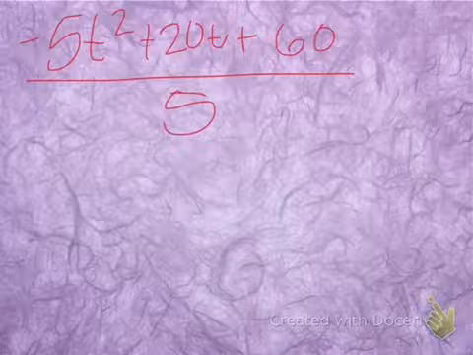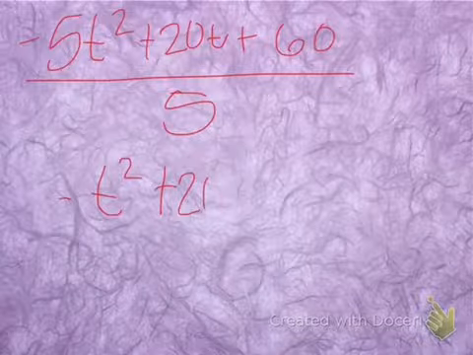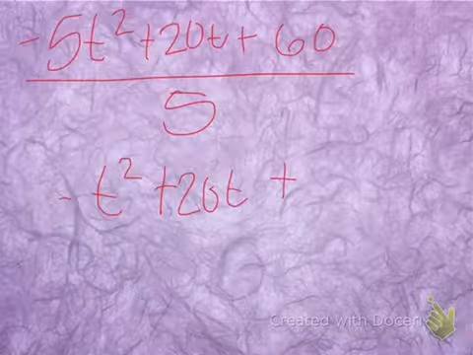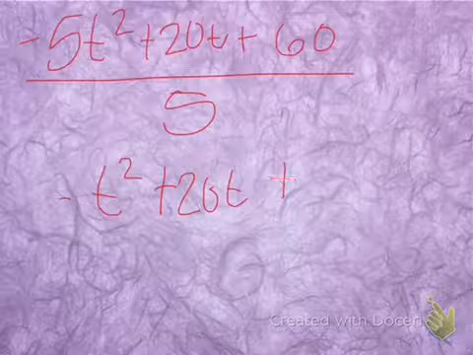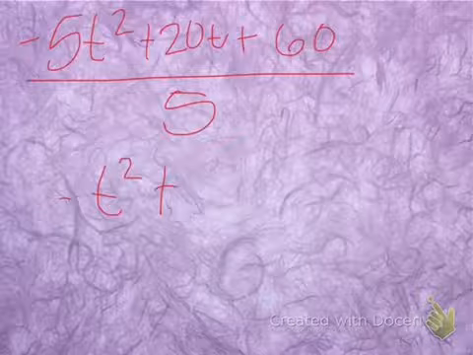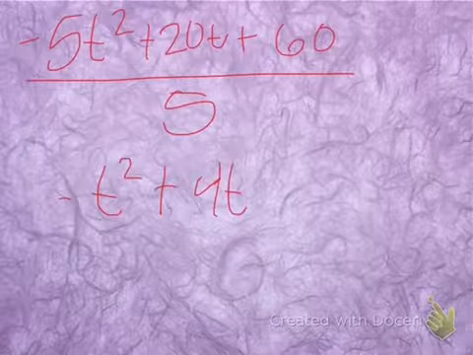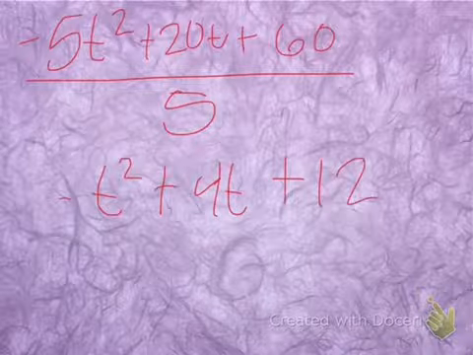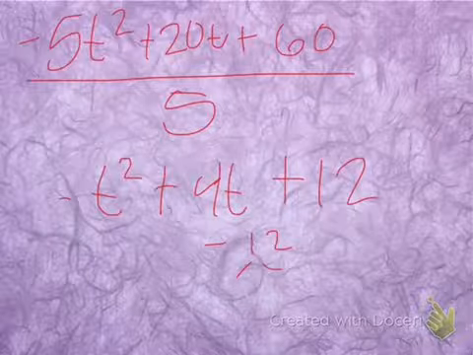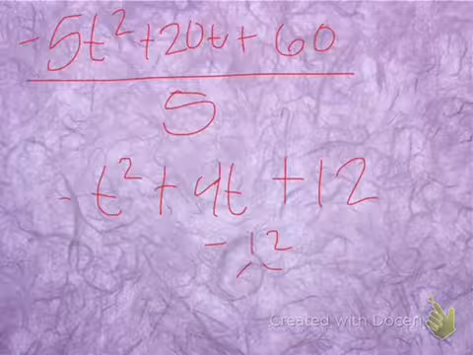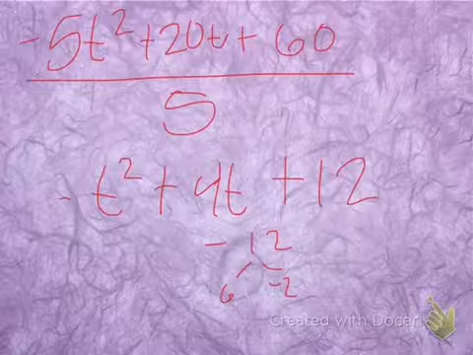Then we're going to rewrite our new equation, which is negative t squared plus 4t plus 12. If we were to continue on our table, what would be the next x value here? It's going down by 2 in a pattern. So we first have to find what 12 times negative 1 is, which is negative 12. The two things that make up negative 12 are 6 and negative 2, and 6 plus negative 2 equals 4.